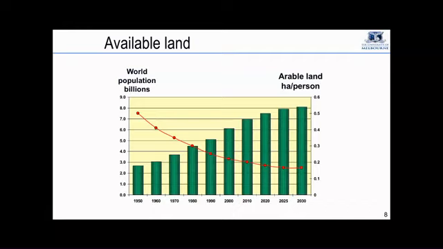The other thing that is driving this, another way to look at it, is that as you ramp up the world population, the arable land per person decreases, as this graph shows. So you've got to produce this food on, in fact, less land.